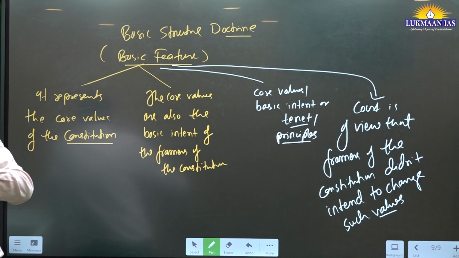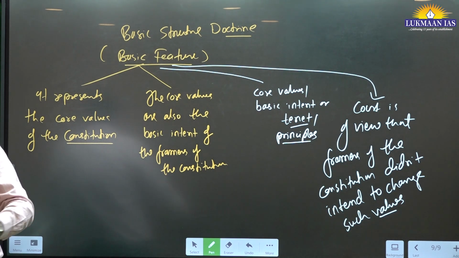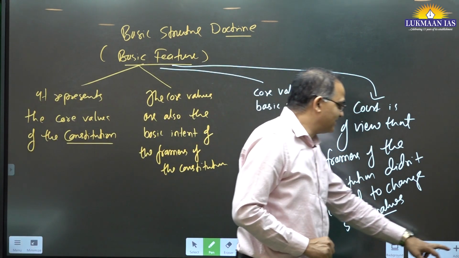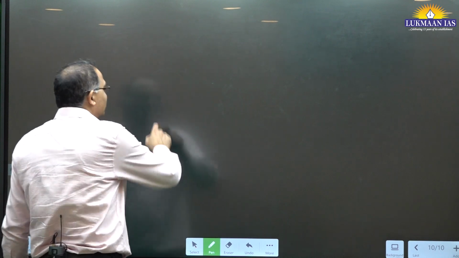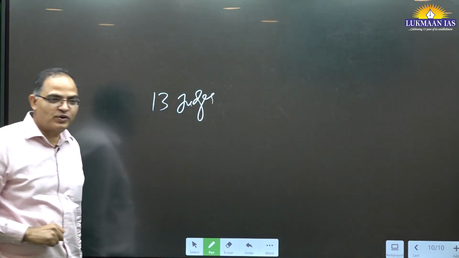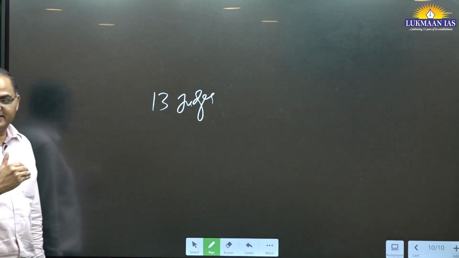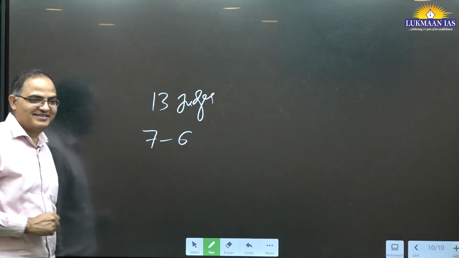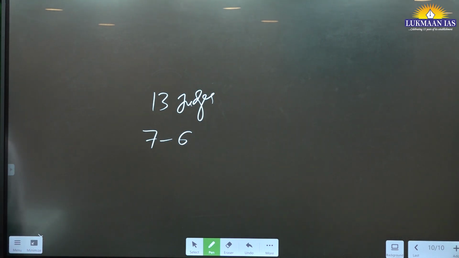Plus it is a very thin majority, 7-6. Seven in majority, six in minority. It was a 13 judge bench judgment, the highest ever. The Kesavananda Bharati Case: 13 judges, with 7 in majority and 6 in minority. So only by one margin.